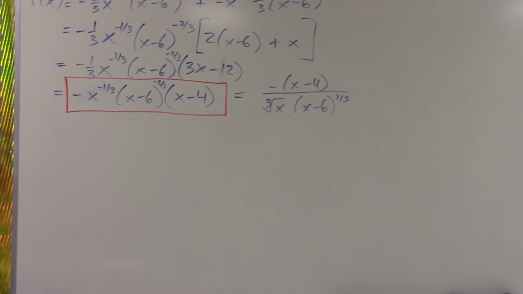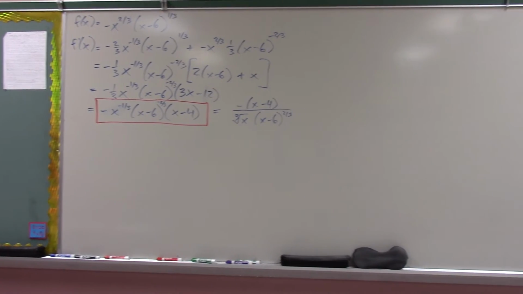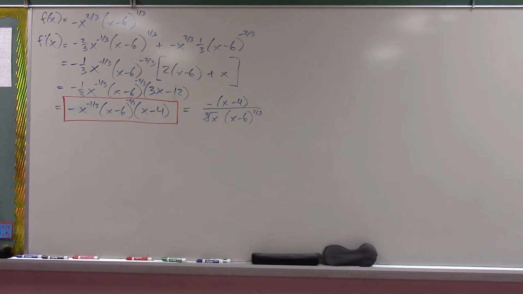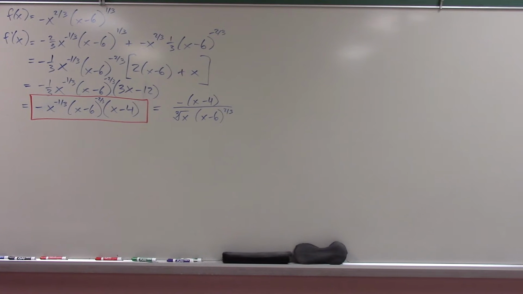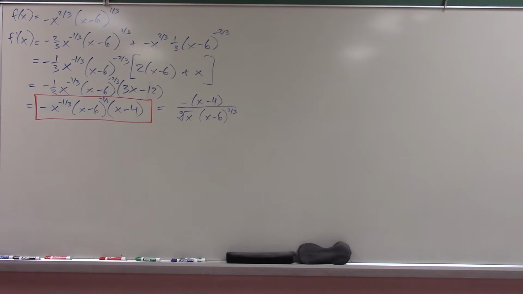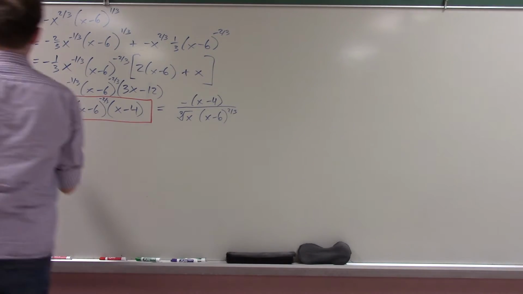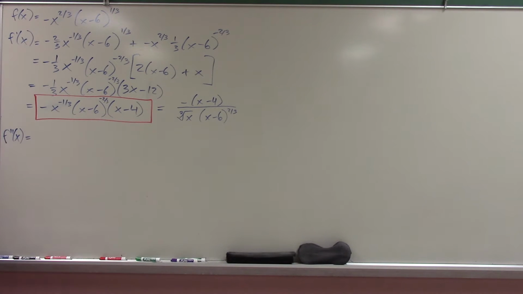Okay, so back to the front board, and I think the triple product rule is really useful in this case right here, because I want to find the second derivative now. All right, so what is f double prime of x? Well, let's just jump right in. So it's going to be the derivative of the first one.